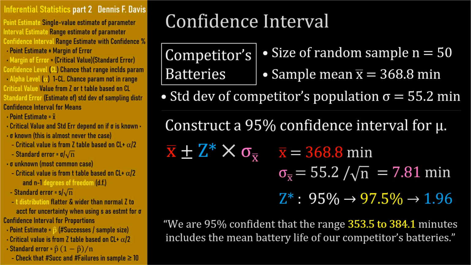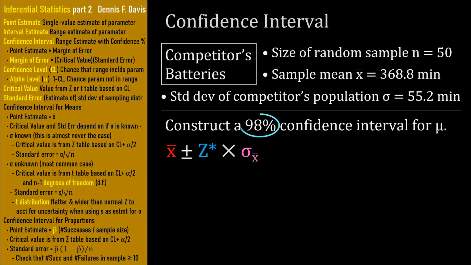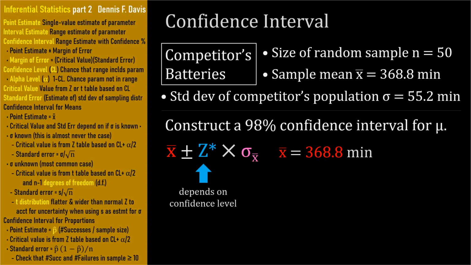competitors' batteries. Now, let's solve the same problem for a 98% confidence interval. Only one of our three component numbers will change. Which one? It's the critical z value. It depends on the confidence level. The sample mean x bar hasn't changed, and the standard deviation of the sampling distribution hasn't changed.